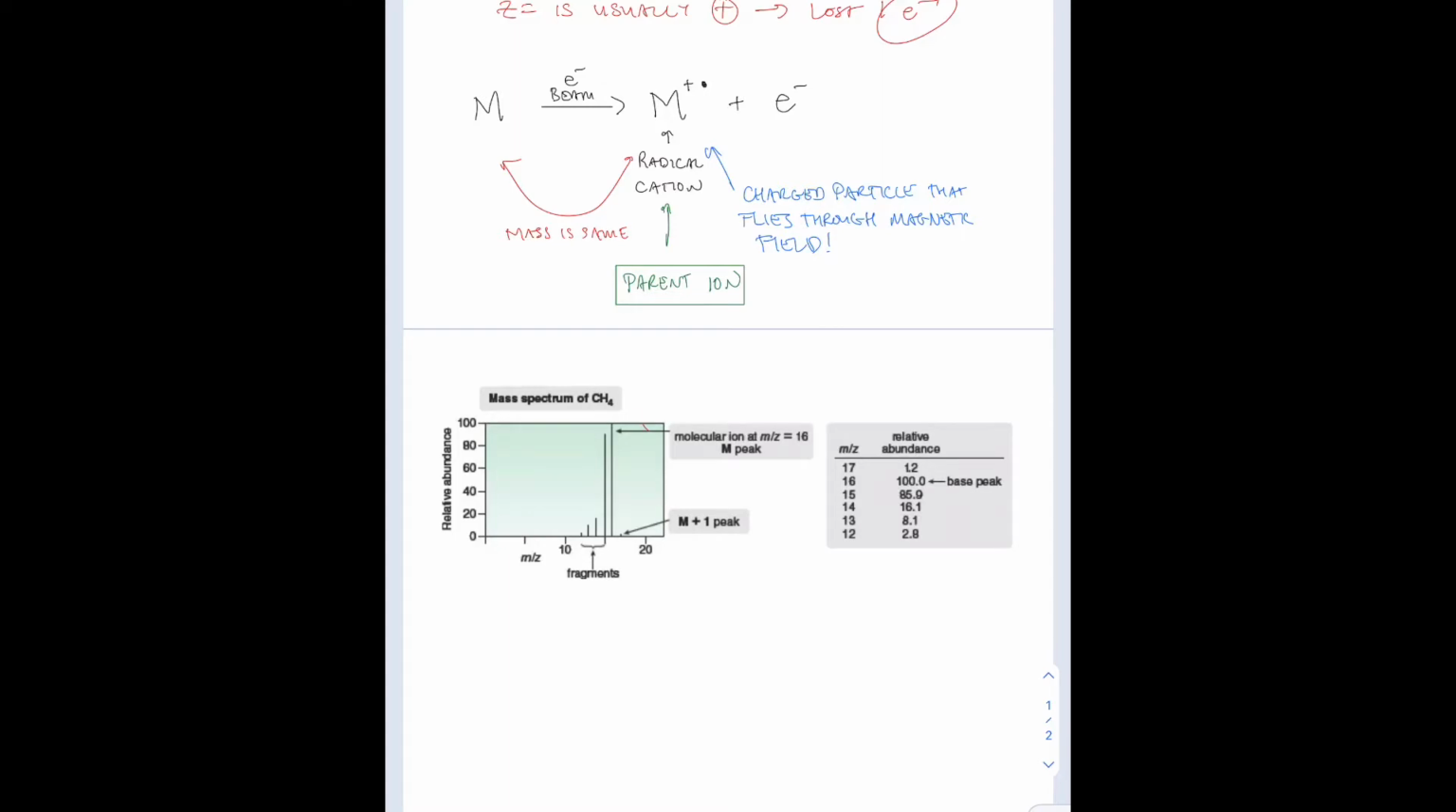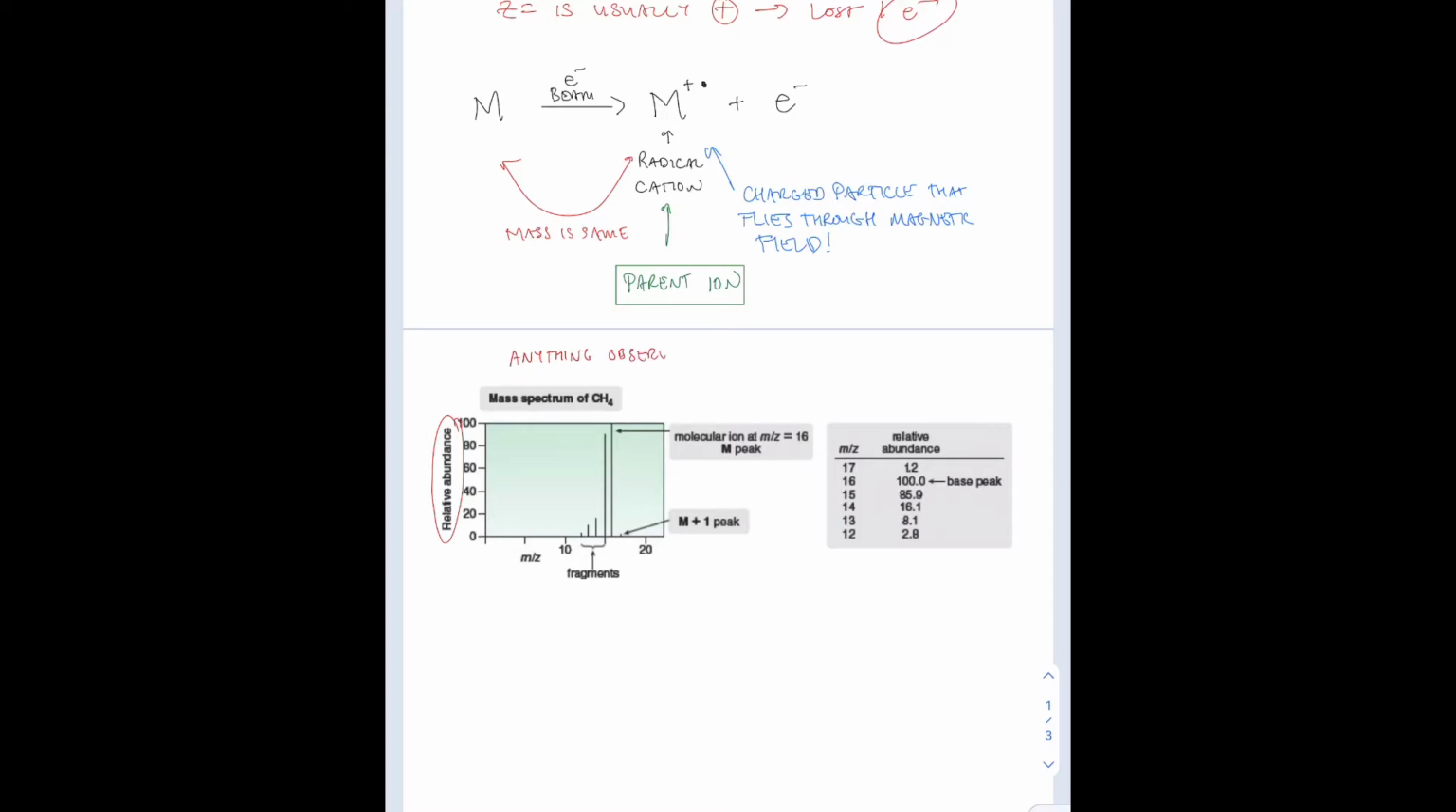There you go. So here is basically a bunch of peaks that are showing up. They look kind of like histograms almost. But as you can see on the left side, this is the relative abundance of these particular ions. So remember, anything that goes through and is actually observed on the mass spectrum has to be a cation.